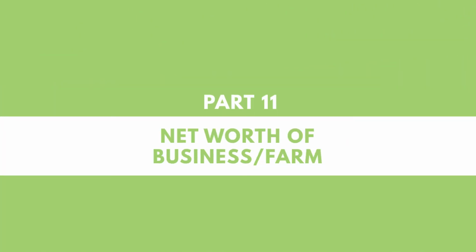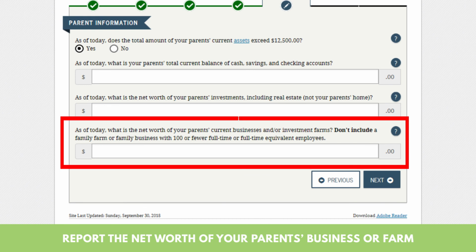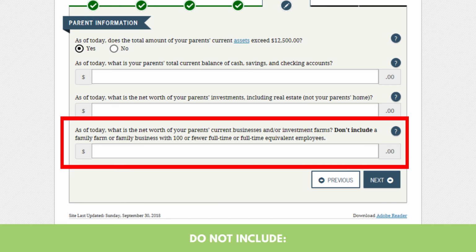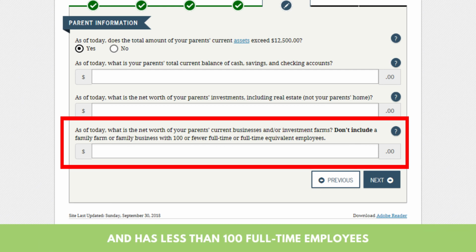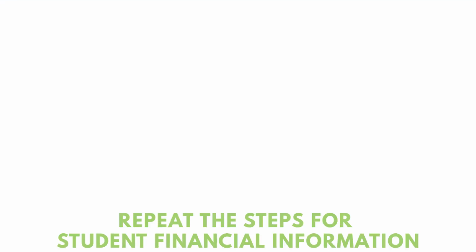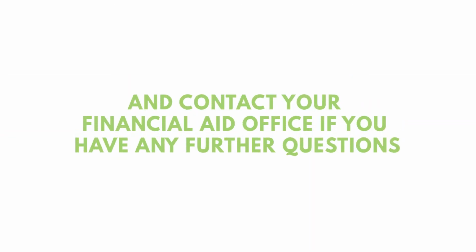Part 11, net worth of business farm. Report the net worth of your parents' business or farm. Do not include value of a family farm if your parents live on and operate it, value of business if it's owned and controlled by your parents and has less than 100 full-time employees. Repeat these steps for student financial information and contact your financial aid office if you have any further questions.